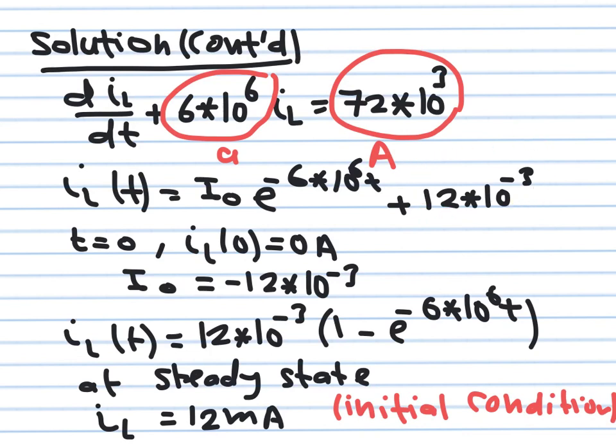Now we know that at the very beginning of the switch in position number 1, we assume here that the inductor did not have any current.